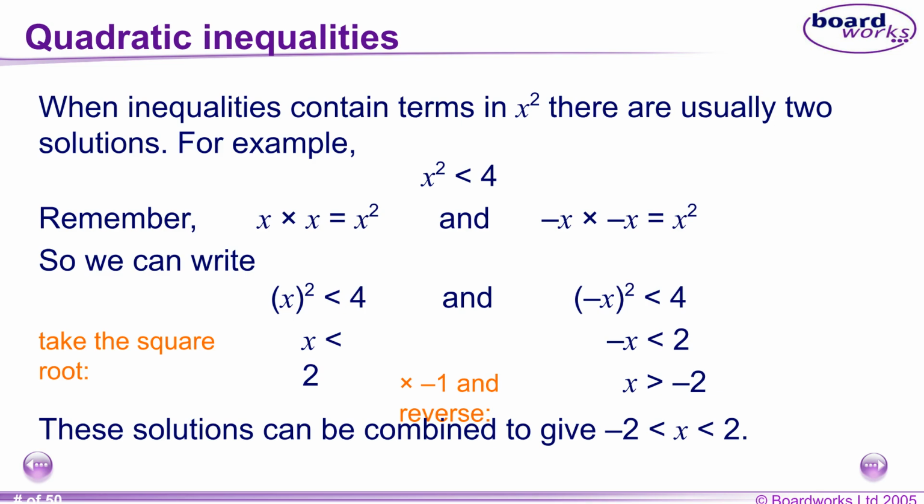Quadratic inequalities often have 2 solutions. For x² < 4, we consider both positive x < 2 and negative x > -2. Taking the square root gives x < 2, and also x > -2. These solutions combine to -2 < x < 2.